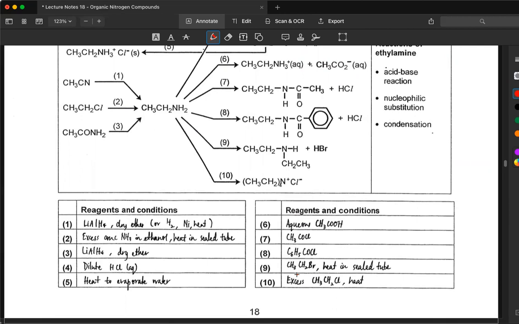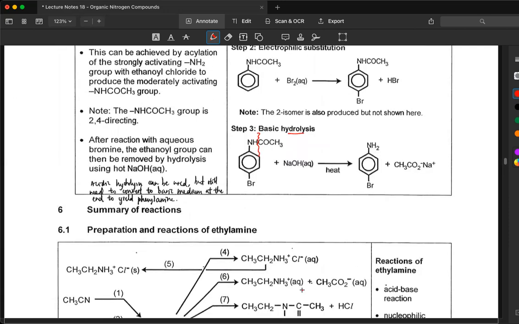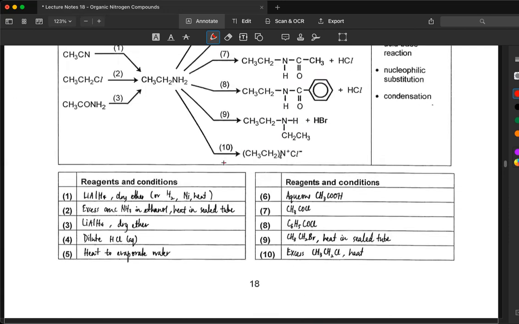Then 9, you can use CH3CH2Br, 1-bromoethane. It's alkylation, I think. Heat in sealed tube also to increase the chain. Nucleophilic substitution. Then you can actually use acid chloride again, acid halide again, or halogenoalkane, for further alkylation.